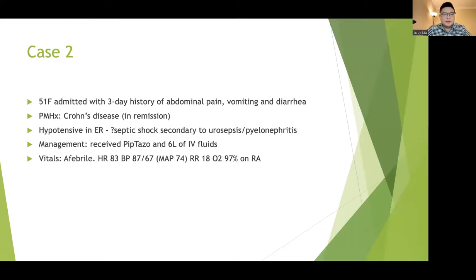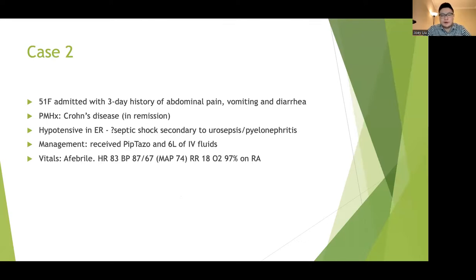So case 2 is about a lady who was 51 years old who came into the ER with a 3-day history of abdominal pain, vomiting, and diarrhea. She has a medical history significant for Crohn's disease, which is in remission. And she was hypotensive in the ER, which the care team felt could be sepsis, secondary to urosepsis or pyelonephritis. She was symptomatic from those aspects.